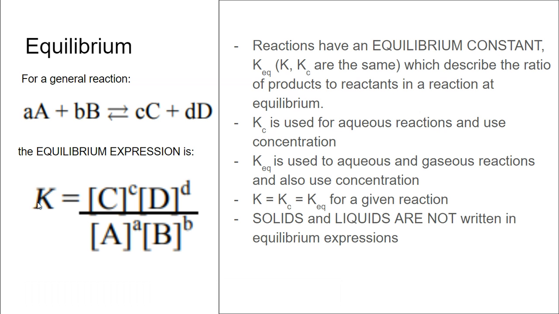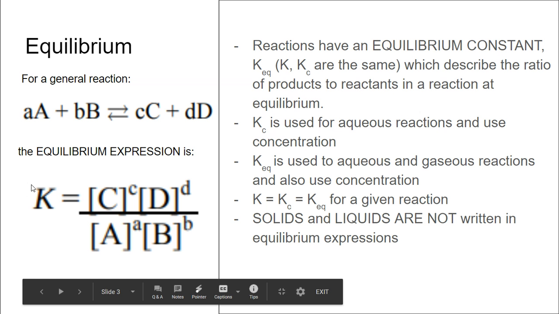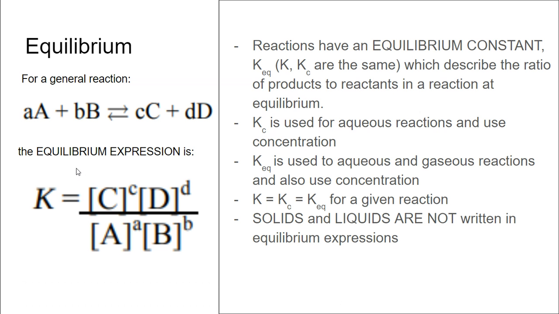Now, this K, for each reaction, is a constant at a specific temperature and pressure. Every equilibrium reaction has a specific K at a specific temperature and pressure. We call that the equilibrium constant. You'll see it three different ways. You'll see Keq, which means the same thing as K and the same thing as Kc. Keq, K, and Kc are all the same.